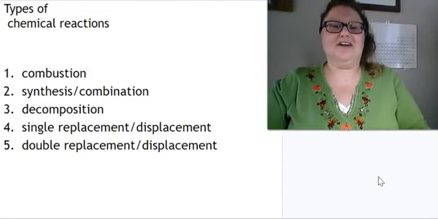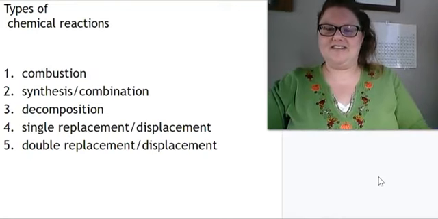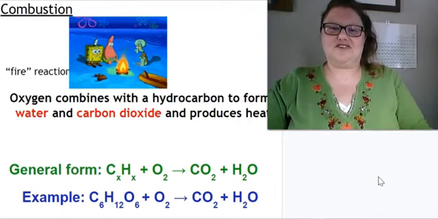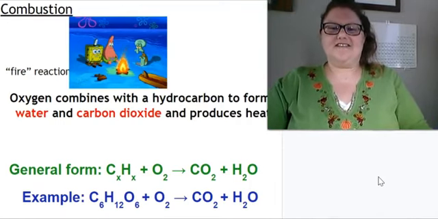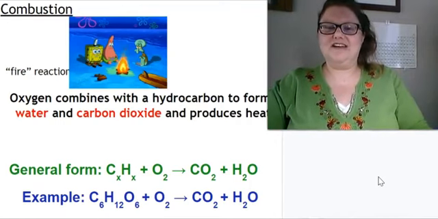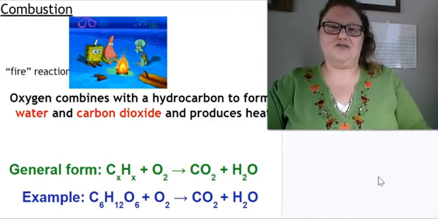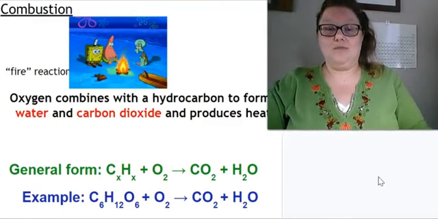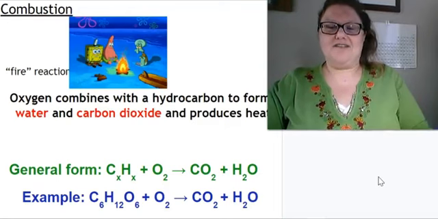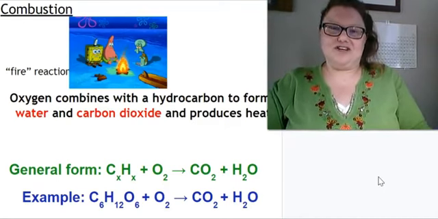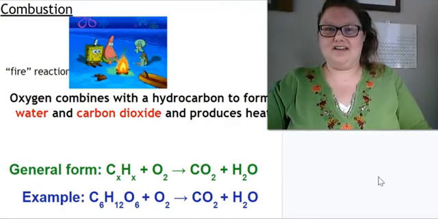So next we're going to talk about the different types of chemical reactions, and there's 5 main ones. The first one we're going to talk about is combustion. This is the fire reaction. And so whenever we have a combustion reaction, the characteristics of it are that we have oxygen combining with any hydrocarbon, and that's going to always form water and carbon dioxide. So that's why I showed the two products there in red type, to show that this is a reaction we can predict pretty easily by knowing that combustions always have these two products.